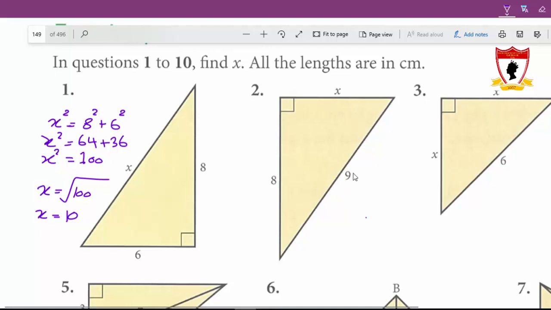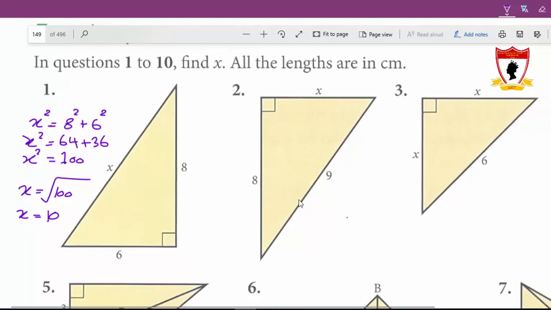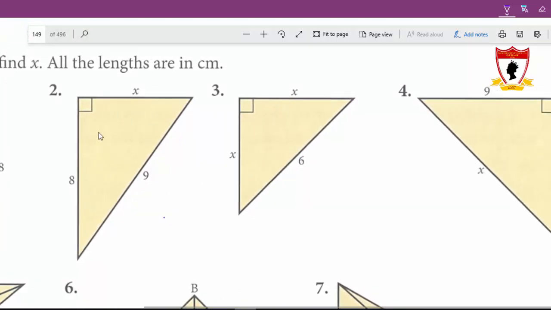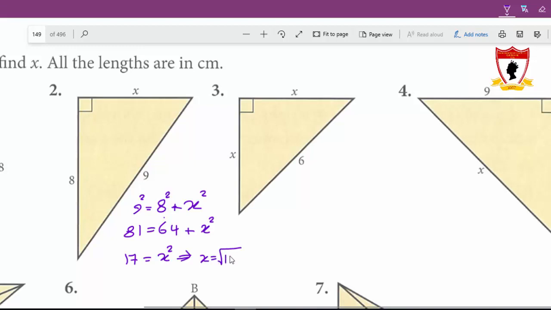Question 2. This time the longest side is given, but one of the shorter sides is missing. That's how we work it out. Whenever you see one of the shorter sides is missing, that's how we do it. 9 is the longest side, so 9 squared is equal to the sum of the other two sides squared, 8 squared plus x squared. Now 9 squared is 81, equal to 8 squared, which is 64, plus x squared. To have x alone on one side, we can send this 64 to the other side, and it will be negative. 81 minus 64 is equal to 17. 17 is equal to x squared. To get rid of this square, or this power 2, we take the square root. So x is the square root of 17.